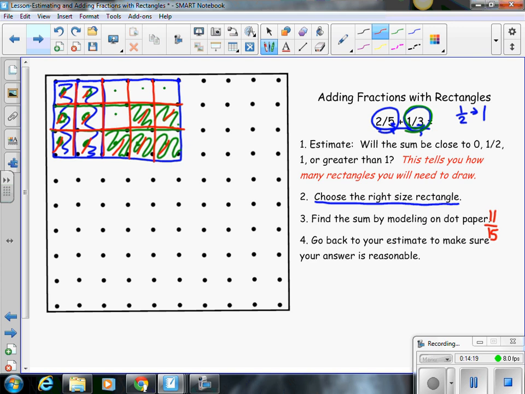Okay, so then I need to go back to my estimate to make sure that my answer is reasonable. Is 11 15ths for my answer between 1/2 and 1? Yes, it is, so my answer is reasonable. And that is how you estimate and add fractions using rectangles.